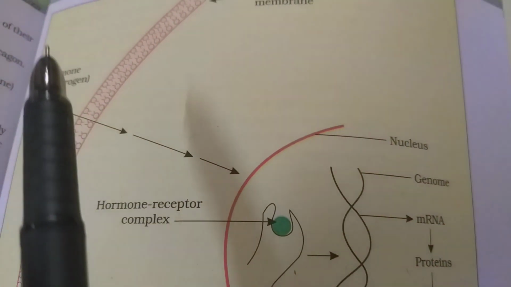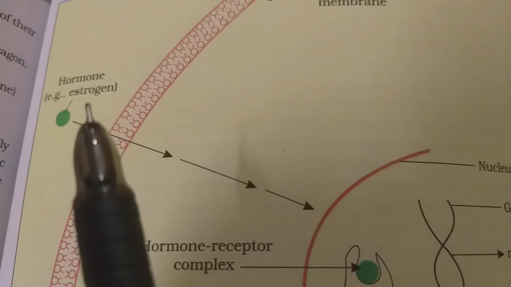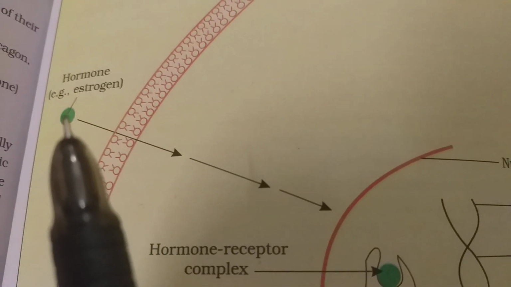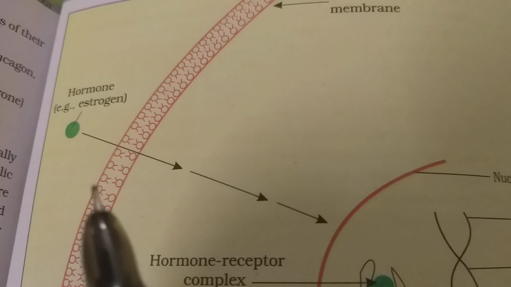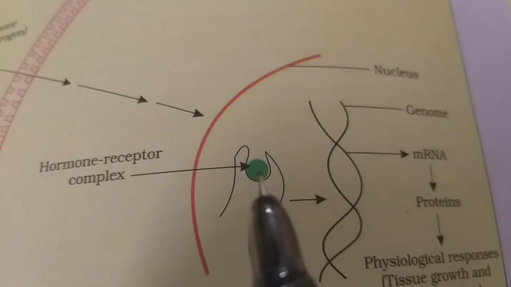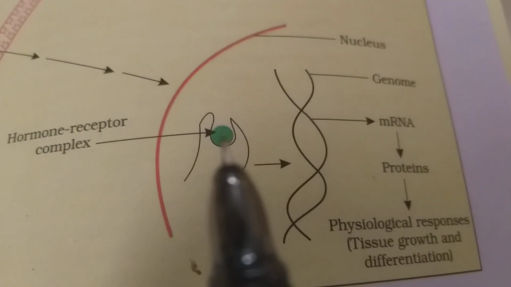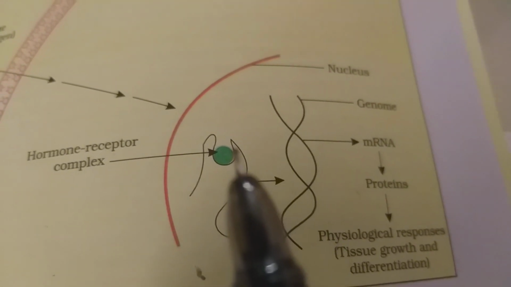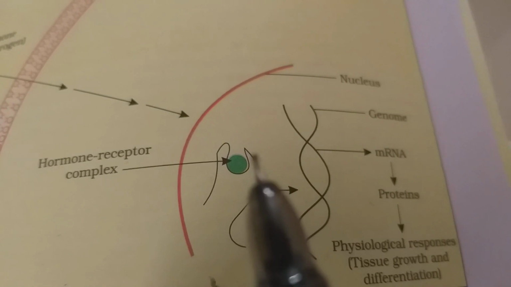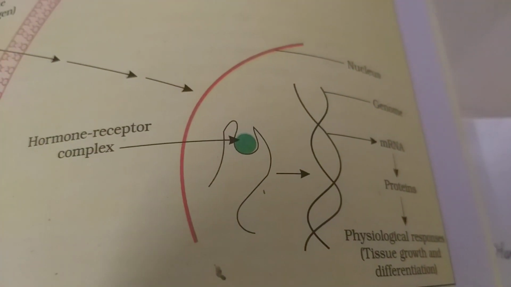Now, this is a hormone secreted by follicles inside the ovaries, estrogen. The hormone enters the target cell through the cell membrane. Then it enters the nucleus. The green color is the hormone. It crosses the nuclear membrane and passes into the nucleus. This is the receptor. The hormone binds to the intracellular receptor and forms a hormone receptor complex.